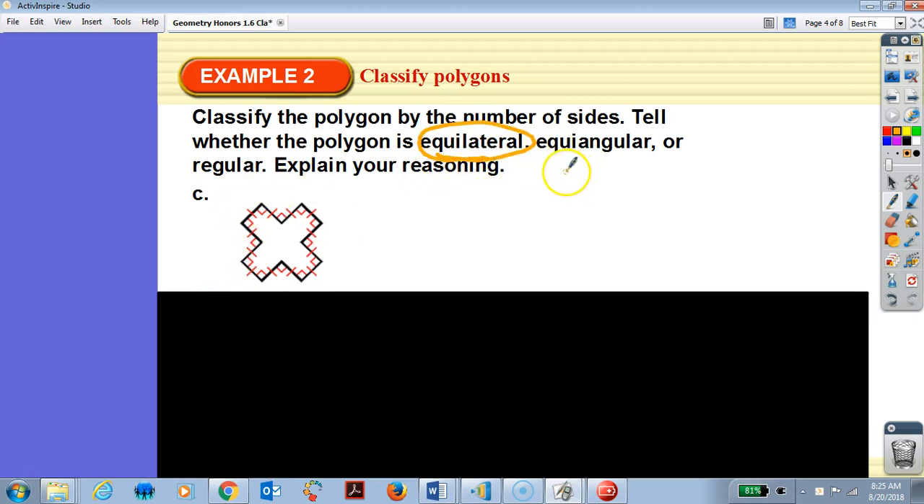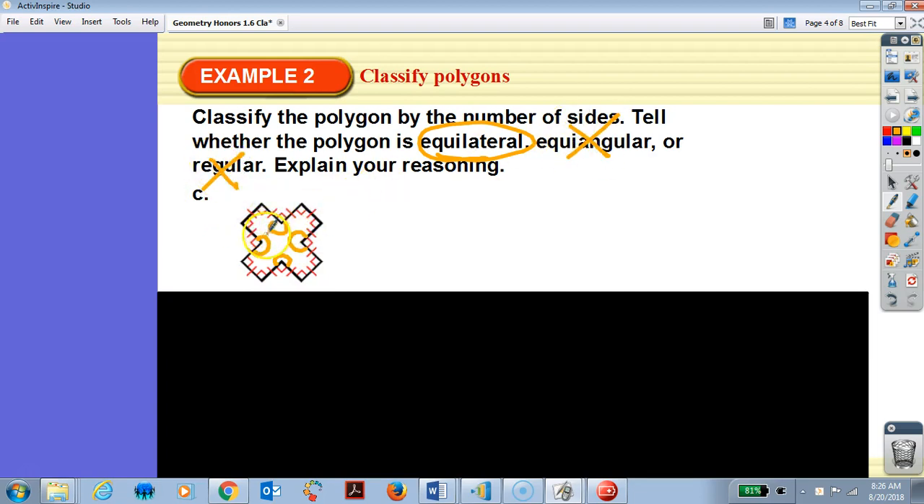Is it equiangular? No. Trick question. Look. 90, 90, 270, because it's 360 minus 90, which is 270. 90, 90, 270. They are not all equal. It is not equiangular, therefore it is not regular.